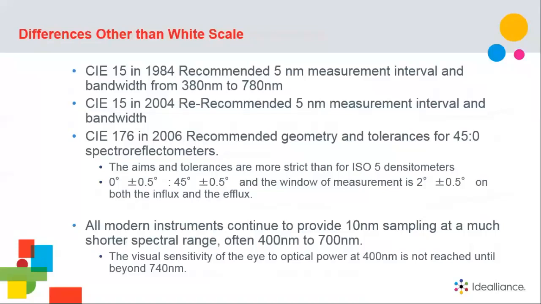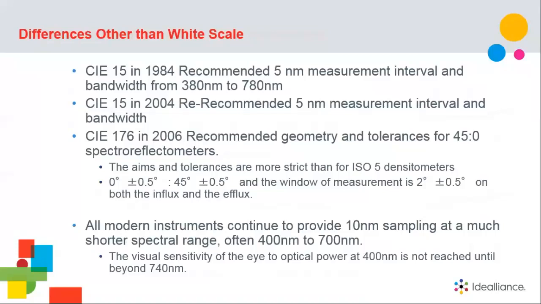The densitometer is a relatively coarse scale instrument. It should be 0 plus and minus a half degree, 45 plus and minus a half degree, and the window of measurement along each of those angles should be 2 degrees plus and minus half degree. Both influx, the incident light, and efflux, the emitted or reflected light.